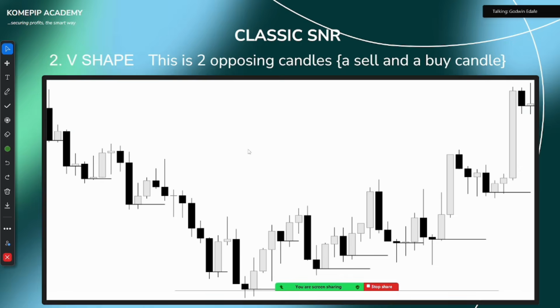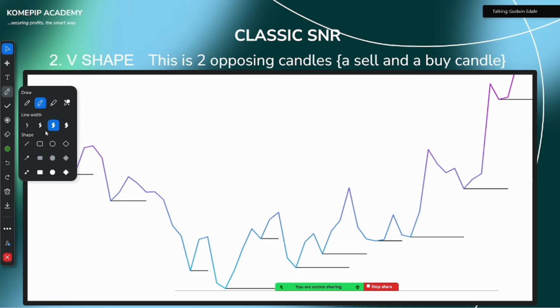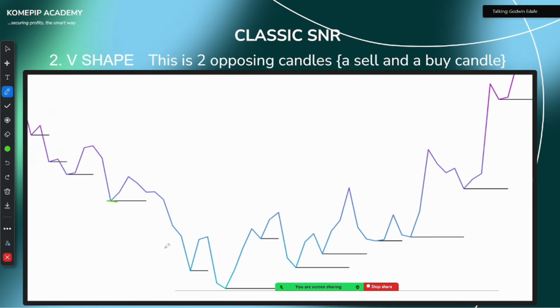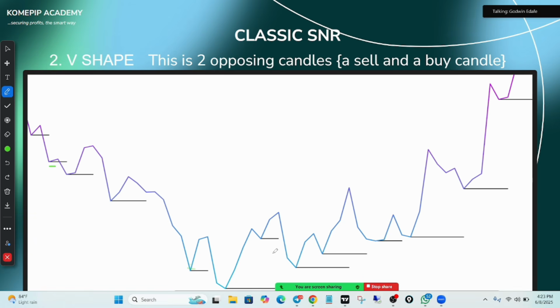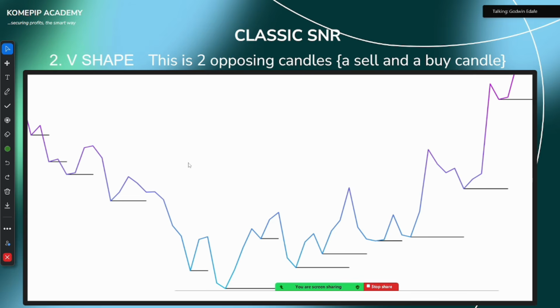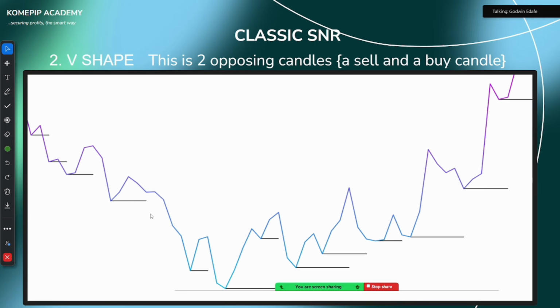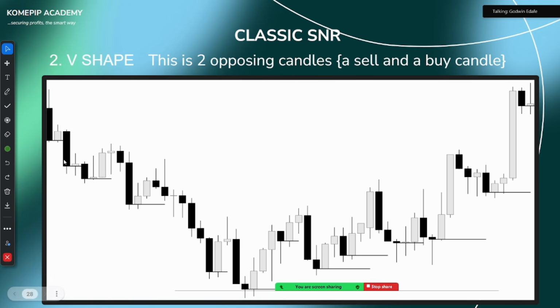Then if we go, as you can see, this is the same thing. V shape, V shape on the line chart, right? The chart I showed you above is the same thing as this chart. So V shape, V shape, V shape.